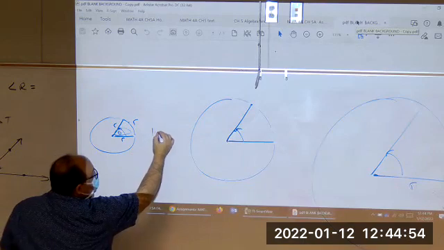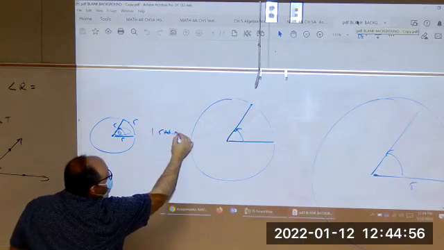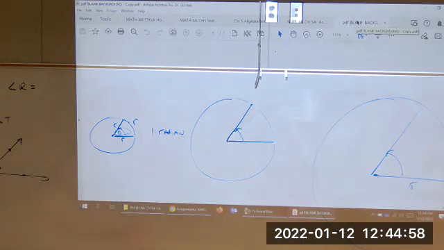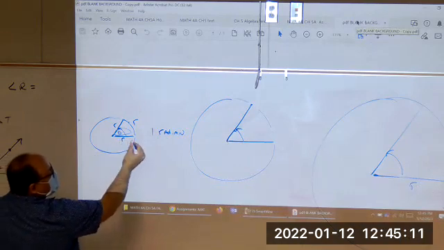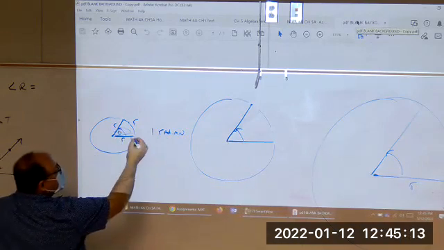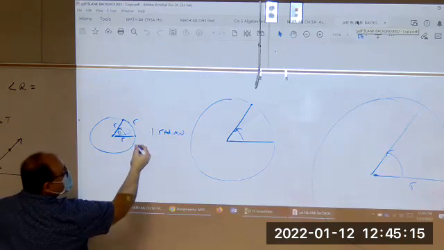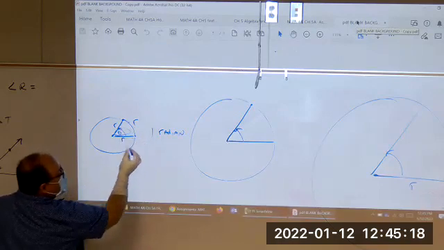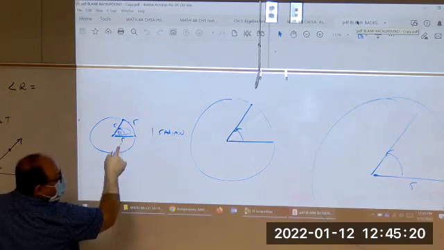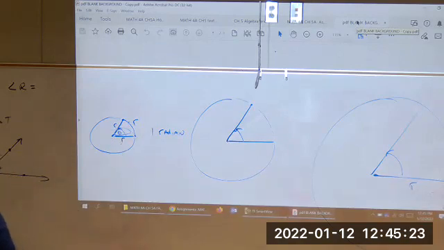The definition of one radian: the amount of opening of the central angle if the arc length, the distance along the circle, is the same as the radius of the circle. That angle is now 1 radian as a measure of the angle.